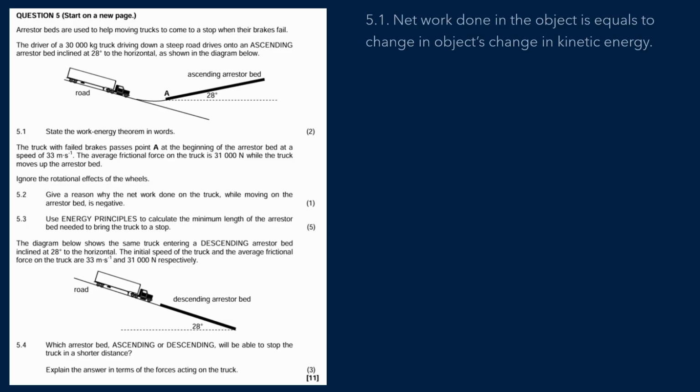The net work energy theorem states that net work done on the object is equal to the change in the object's kinetic energy. The truck with failed brakes passes point A at the beginning of the arrestor bed at a speed of 33 meters per second. The average frictional force on the truck is 31,000 newtons. While the truck moves up the arrestor bed, ignore the rotational effects of the wheels. 5.2. Give a reason why the net work done on the truck while moving on the arrestor bed is negative.